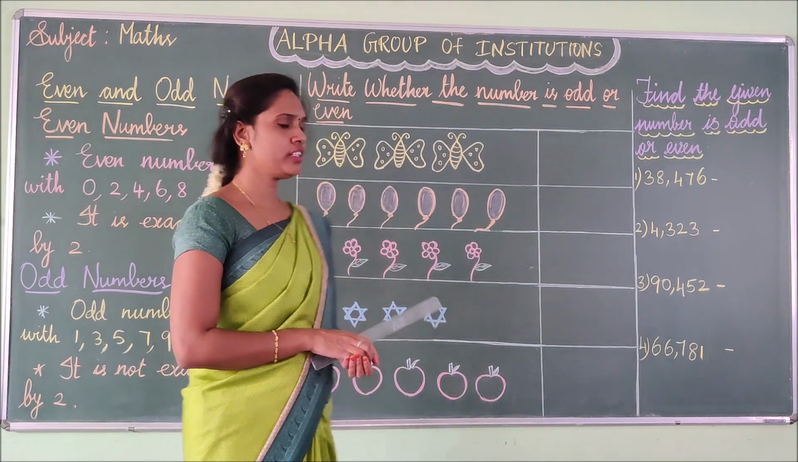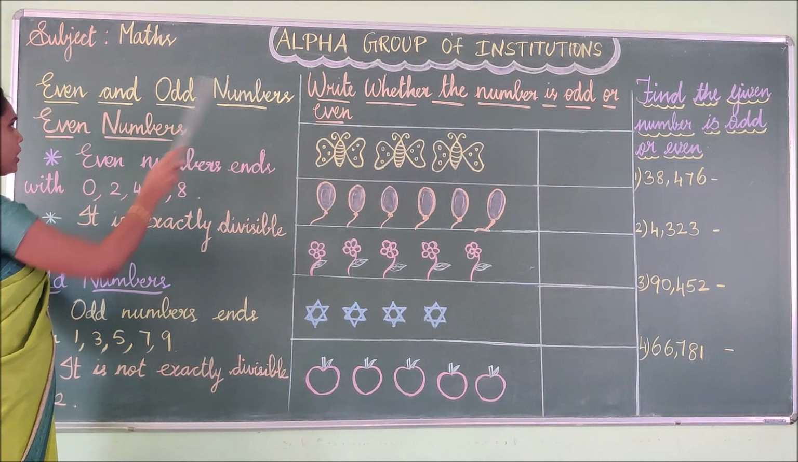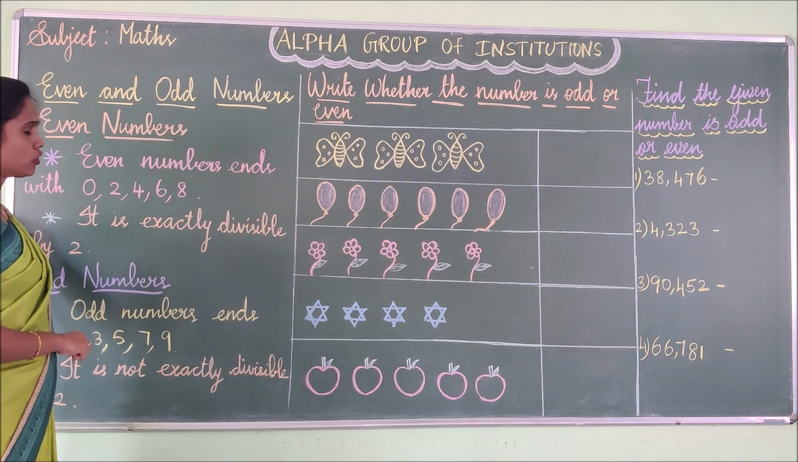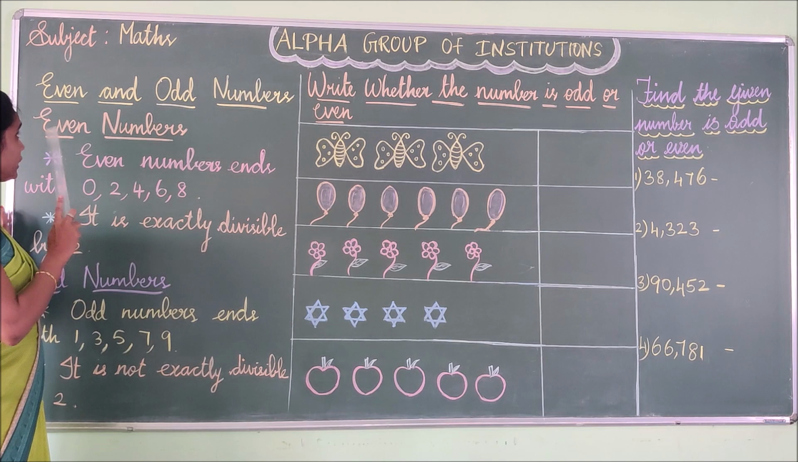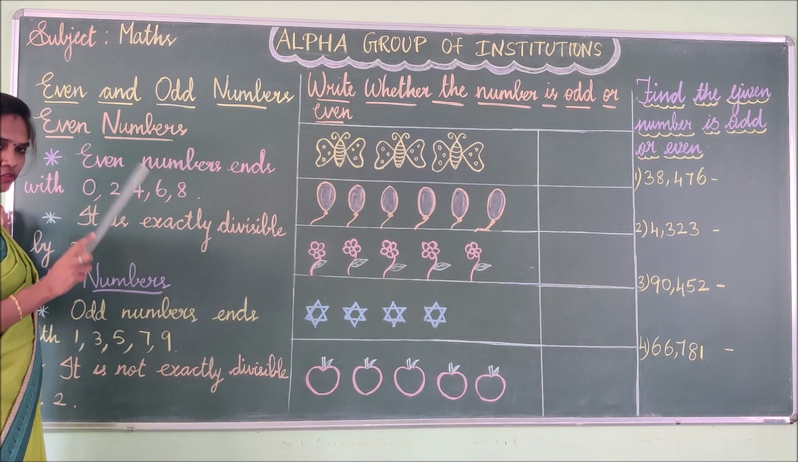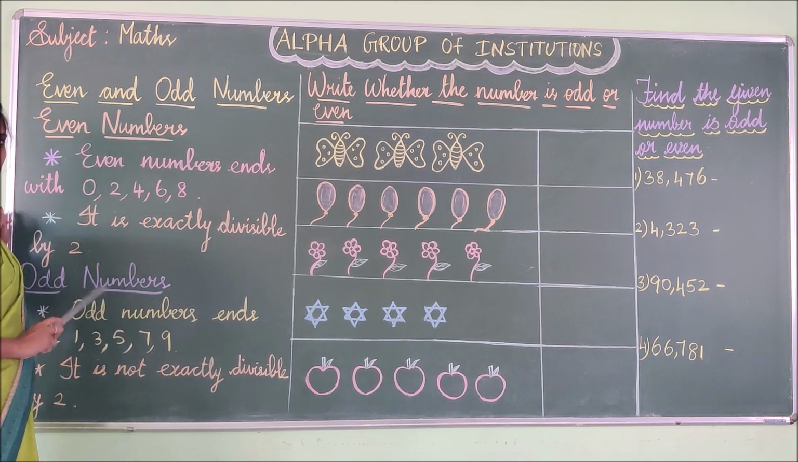Okay children, what is our next topic? Even and odd numbers. First we are going to see even numbers. We are going to see even and odd numbers one by one. What is meant by even numbers, children?